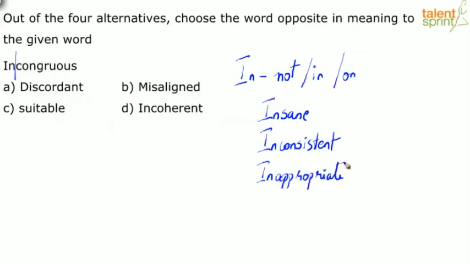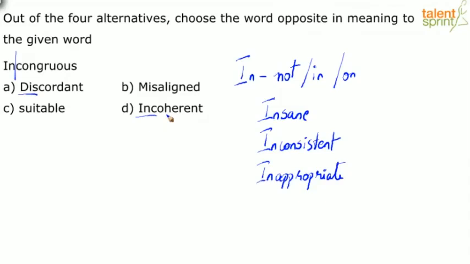Right? So let's look at our options. You may not even understand the meaning of congruous, but let's look at our options. Option A says discordant, misaligned, suitable, incoherent. Now this is pretty easy. Why? Because we already are familiar with this prefix dis. We already know that this also means not. Almost synonym. I have another option in D saying incoherent, which means not coherent. Again, I have the same meaning, negation.